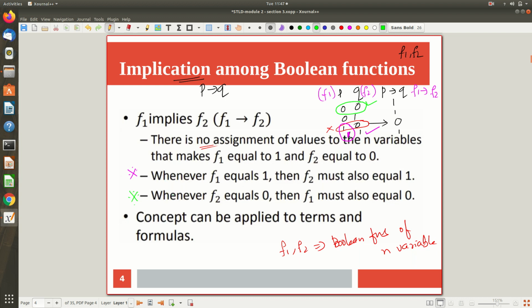Because if f1 is 1, 1 implies 0. That will be invalid. That I don't want, right? So whenever f2 is 0, definitely f1 has to be 1. Sorry, f1 has to be 0. Hope it is clear. So don't make any confusion.